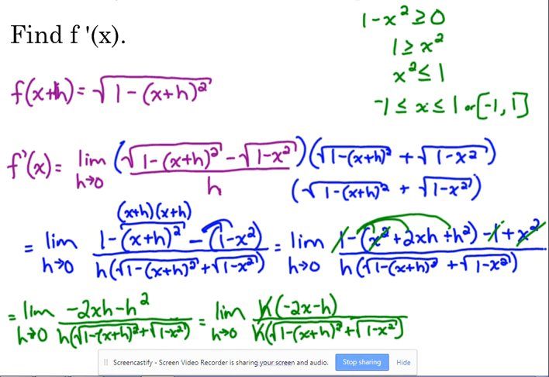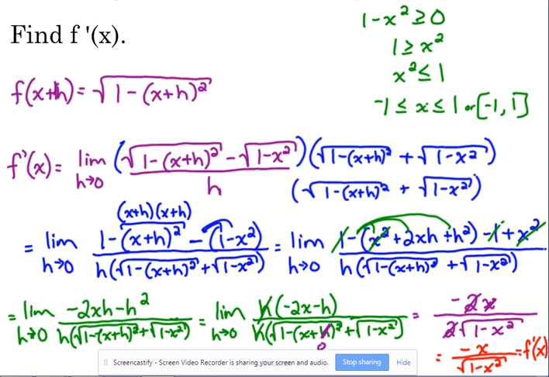Okay, now we can cancel out those h's. And I'm going to go ahead and plug in 0 for h at the same time because I am severely running out of room here. If I plug in 0 for h on the top, I've got negative 2x minus 0. So that's just a negative 2x in the numerator. And in the denominator, if I plug in 0 for h right here, look at what I've got. I've got 1 minus (x plus 0). x plus 0 is just x. So I have the exact same square roots down there. So I've got 2 of them. And then we can cancel the 2's here. So here is our derivative. Negative x over the square root of 1 minus x squared is f prime of x.